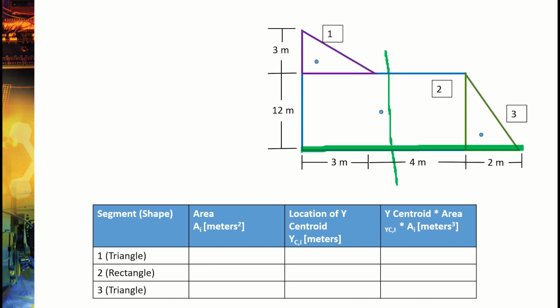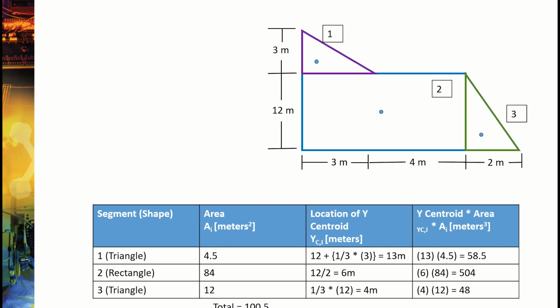Now, we can do the exact same thing we just did for the last question, but now we want to solve for the y center of mass. So our area remains the same, and the only thing that we need to change this time is we just need to look at the location of the y center of mass for each of our shapes.